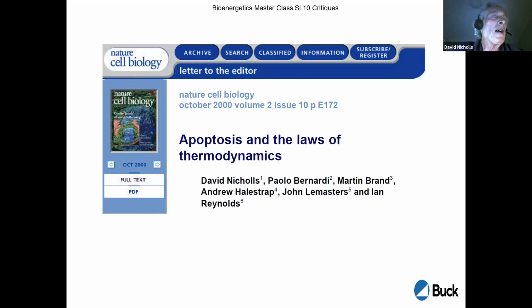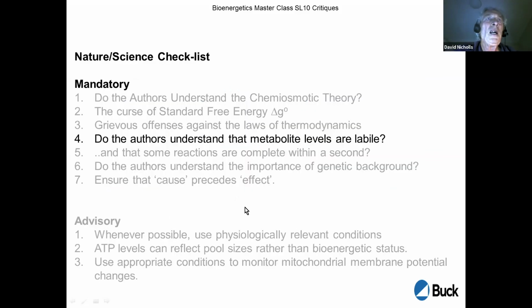They were a bit miffed about this, the authors, which included one Nobel laureate. And it was, well, forget the numbers and think about the big picture. So we had to think about the big picture there. Now, Martin touched upon this. Do the authors understand that metabolite levels are labile, that within a second or two, you need to quench a reaction when you do anything to the cell to freeze the metabolite levels so you can then analyze them at your leisure?